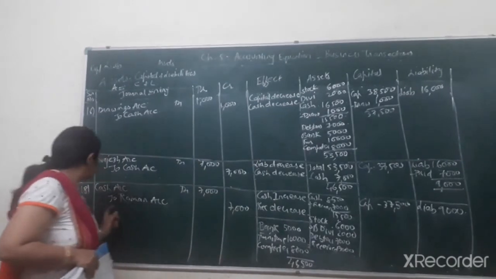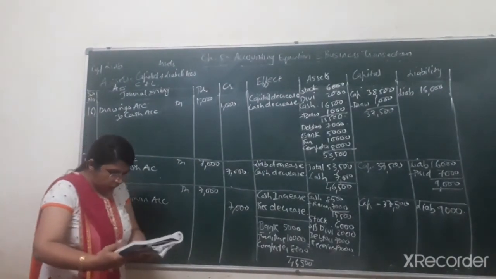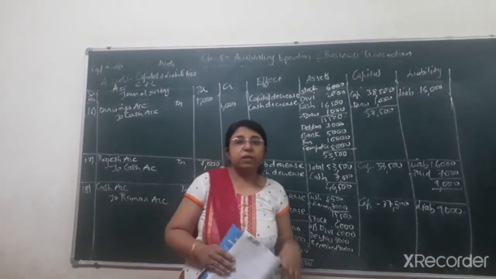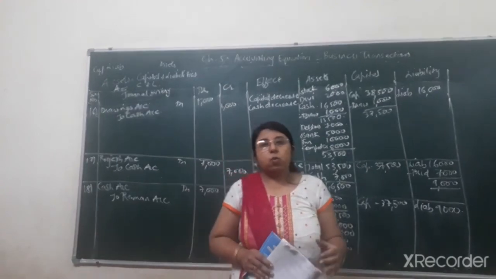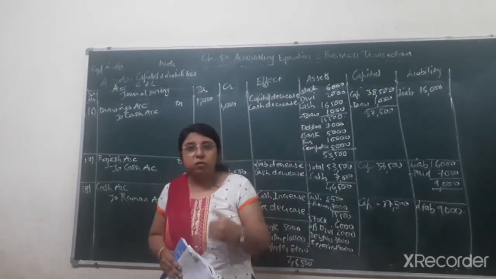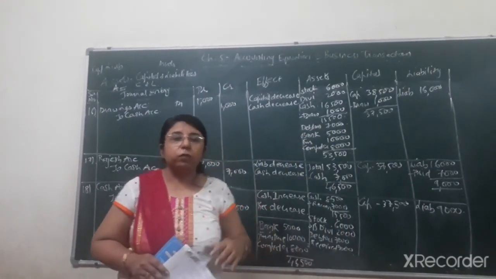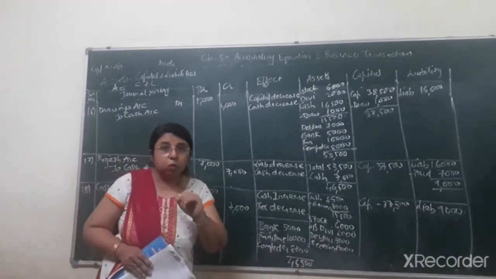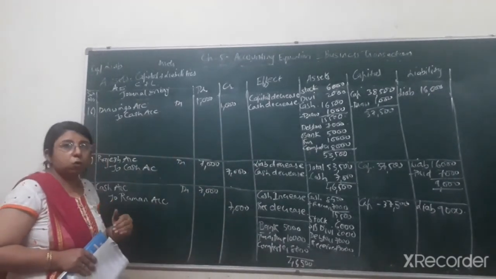The last transaction, that is the 18th transaction, account settled by Raman. Previously we had sold the goods to Raman, so there was an outstanding amount we had to receive from Raman. Raman was the debtor of the firm. Now he is settling that amount to us. He is paying that amount to us.